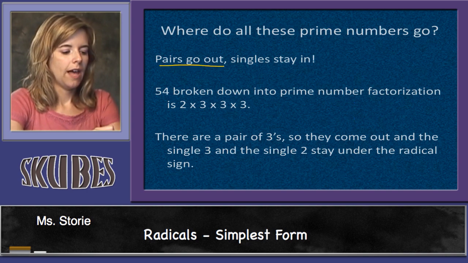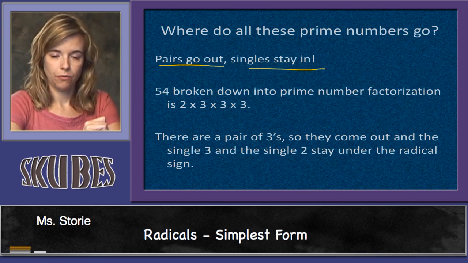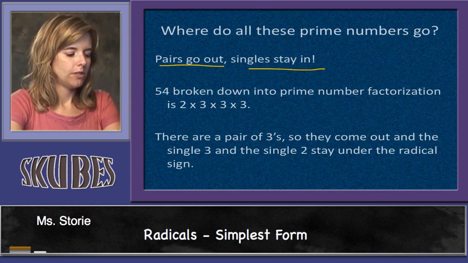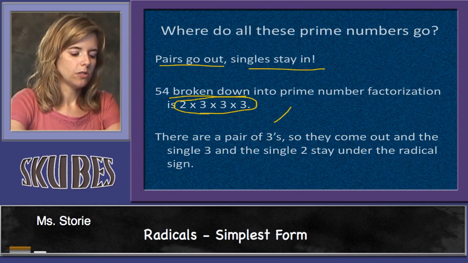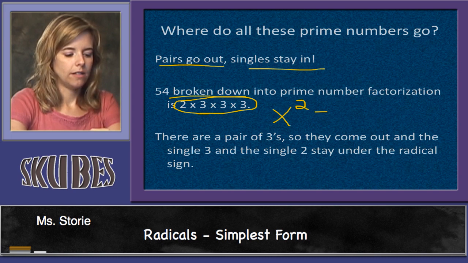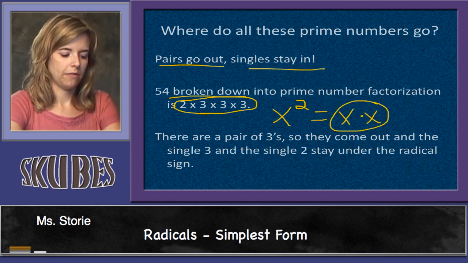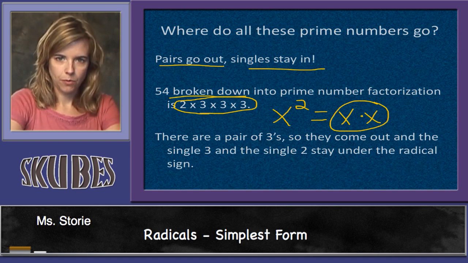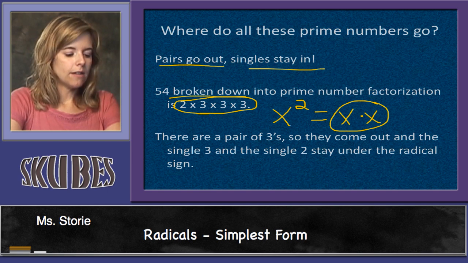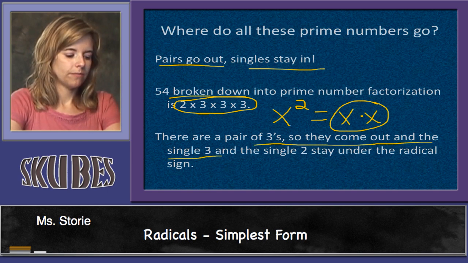Now, pairs go out and singles stay in because we were looking for the square root or the second root. So we broke down 54 into the prime factorization of 2 times 3 times 3 times 3. And we also broke down x squared into x times x. So those are all our prime factors. Now there are a pair of 3's, and because we're looking for the square root, they're asking for pairs. If there's a pair of 3's, they can come out.